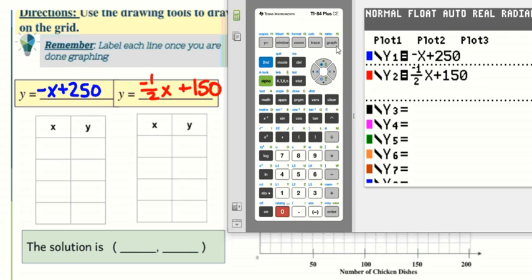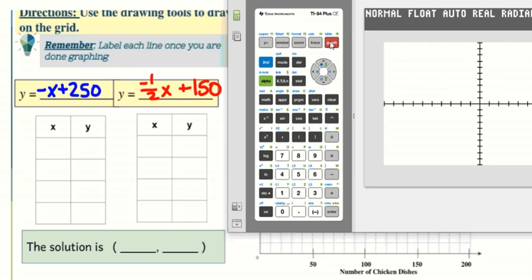Now that our equations are in our calculator, we can look at the graph, but I don't really see anything. Why is that? Why can't we see our graph from this screen? Well, let's look at our numbers. We have really large numbers, 150, 250 for our initial values or our y-intercepts.